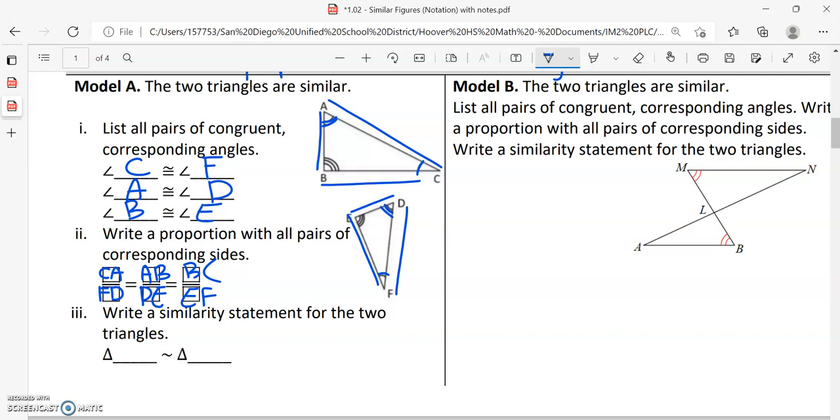Write a similarity statement for the two triangles. So I'm just going to go around from 1, 2 to 3. So C, A, B is similar to 1, 2, 3, which is F, D, E.